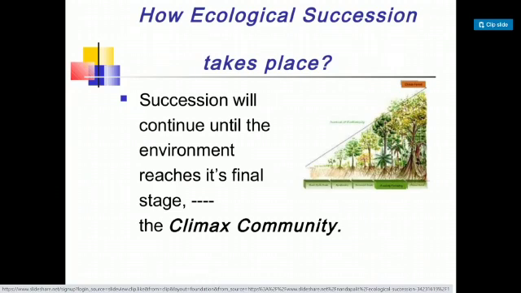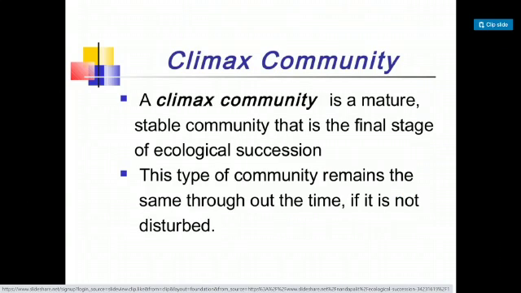Finally we will see the summary of how ecological succession takes place. Succession will continue until the environment reaches its final stage called the climax community. So what is the climax community actually? We will describe the characteristics of the climax community. A climax community is a mature, stable community that is the final stage of ecological succession. As you have seen, the area when occupied by lichens, a simple type of vegetation, that was the first stage, and it involves various intermediate stages and finally reaches the climax community.